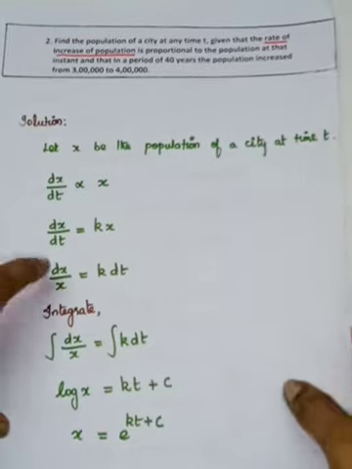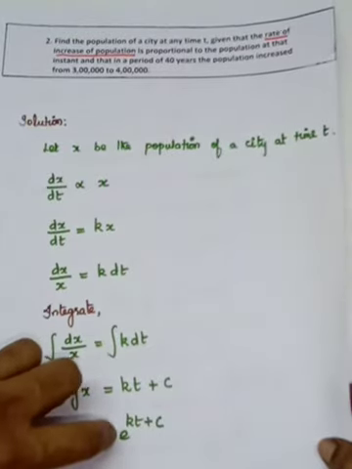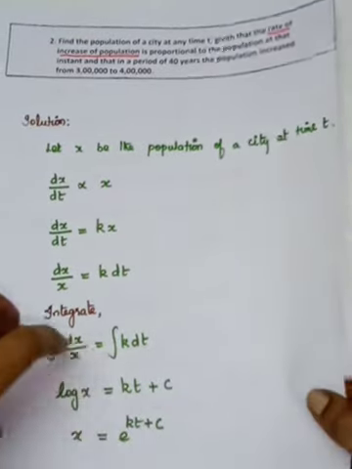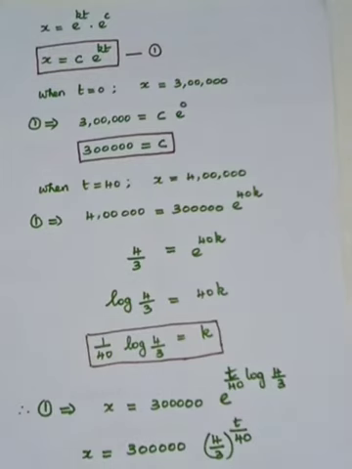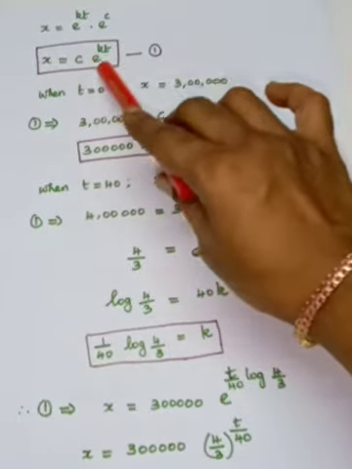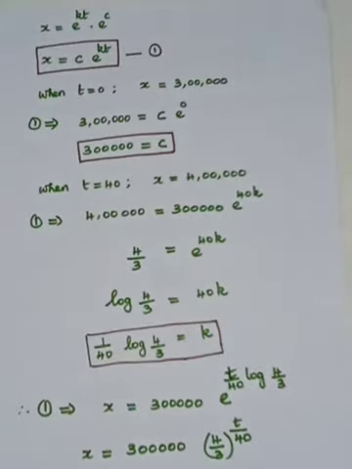So what will be the next step? You have to split this as e power kt into e power c. So e power c is a constant, so it can be taken as c. So x is equal to c e power kt. So the second step is over.